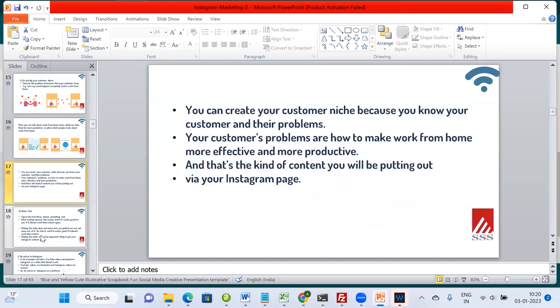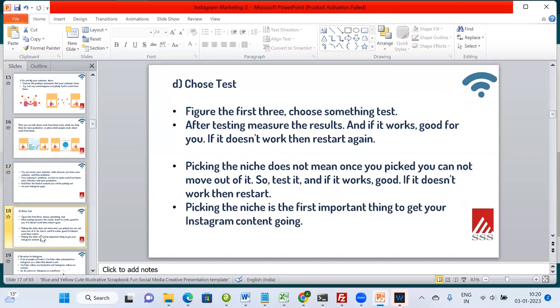So you can create a customer niche because you know your customer and their problems, and how to make work from home more effective and more productive. And that's the kind of content you will be putting out via your Instagram page.